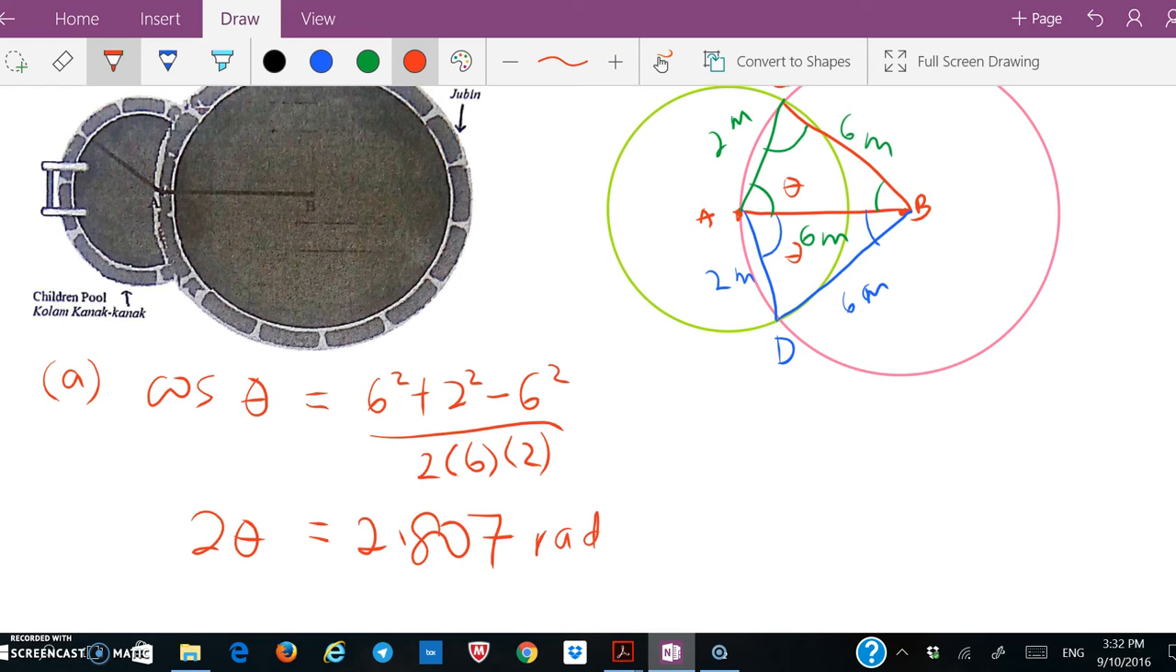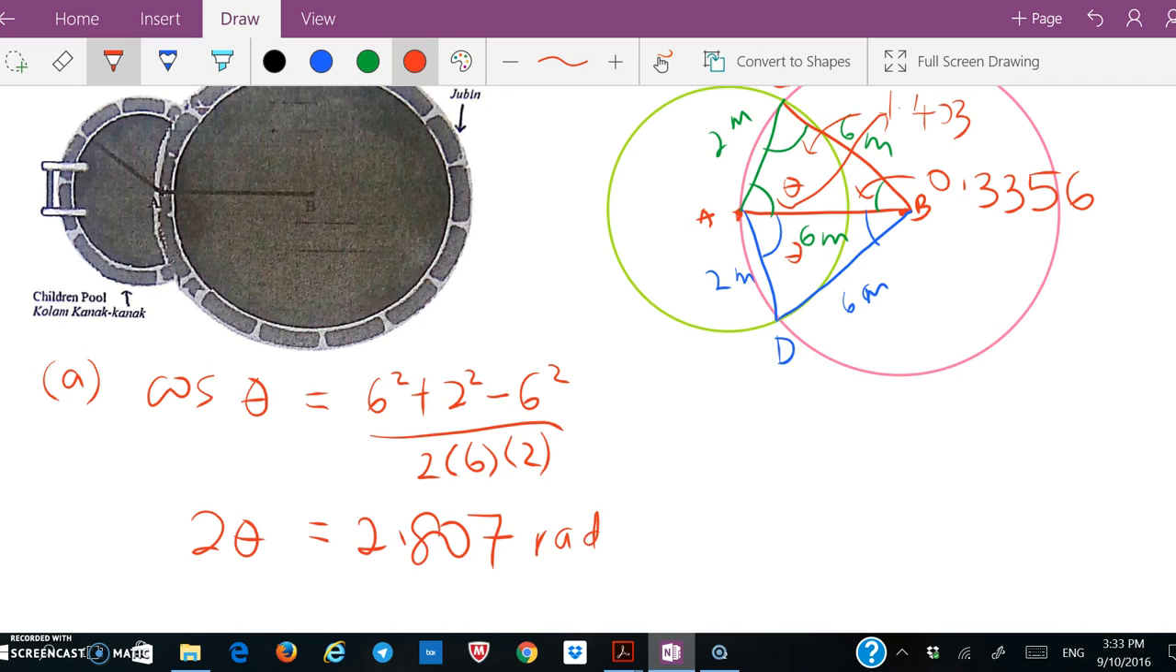Okay, and at the same time, since the radian here is 1.403, and this is also 1.403, we're going to use 180 minus 1.403 minus 1.403, and the angle here is supposed to be 0.3356.